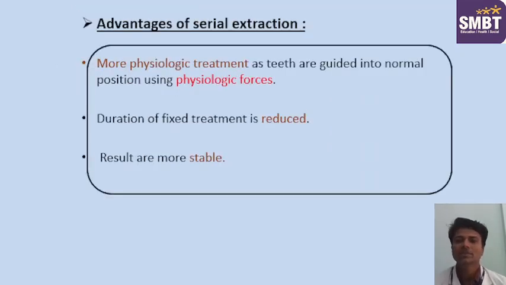So what are the advantages of serial extraction? As you know, this is a more physiological treatment as the teeth are guided into the normal occlusion position using physiological forces. So what are the physiological forces? They are the vertical and horizontal type of forces. By extracting the teeth at an early age, we are guiding the permanent teeth into their proper position. Then the duration of the fixed treatment is reduced as we are doing this treatment at an early age. Also the results are more stable because we are halting the malocclusion at an early age, so the stability of the periodontal ligament is much better as compared to when we do the extraction at the adult stage.